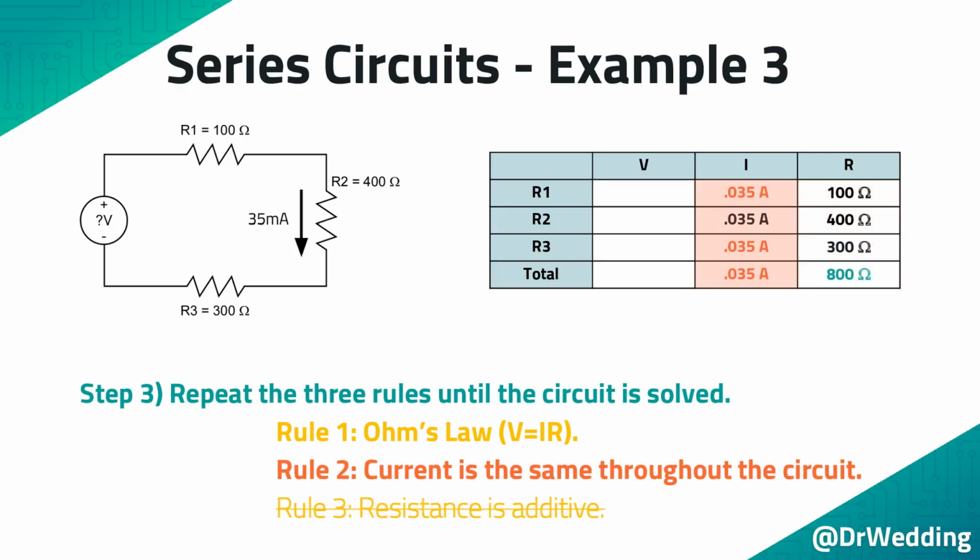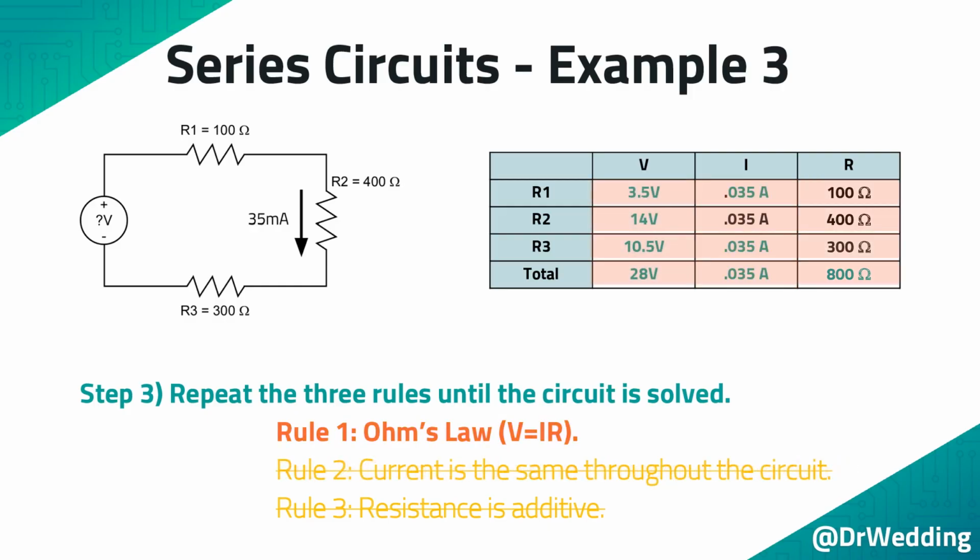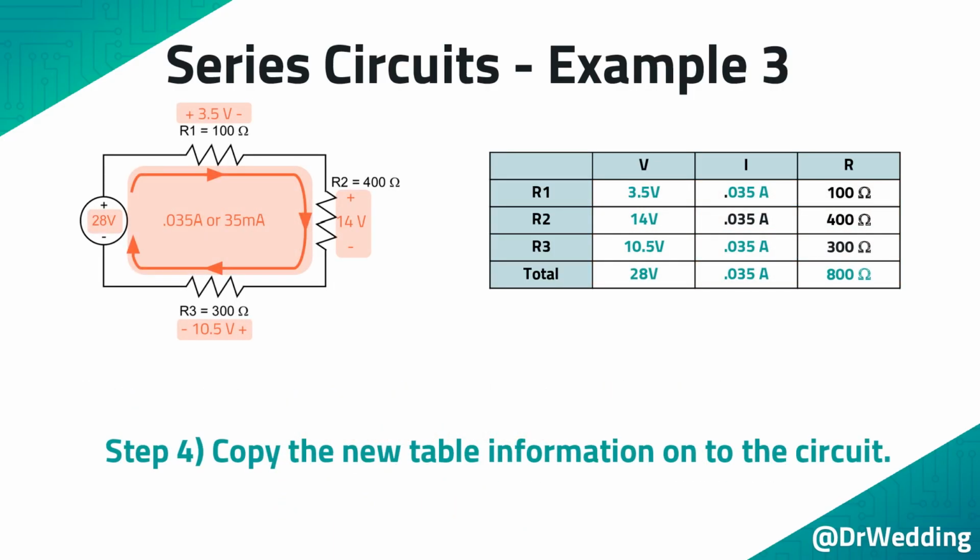Second, use Rule 2. Current is the same throughout the circuit. This gives you the total current and the current through the other 2 resistors. Third, use Rule 1, Ohm's law. Apply this rule to each row. This gives you the voltage drops across the 3 resistors and the supply voltage. Step 4. Copy the new table information onto the circuit.